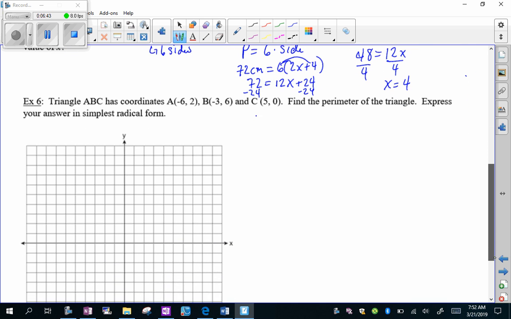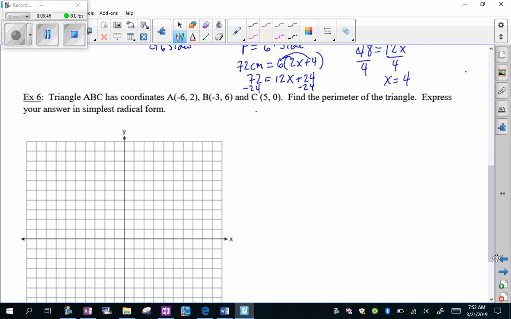Let's go to our last example. This is a good one. I like it. It says triangle ABC has coordinates A (-6, 2), B (-3, 6), and C (5, 0). Find the perimeter of the triangle. Express your answer in simplest radical form.